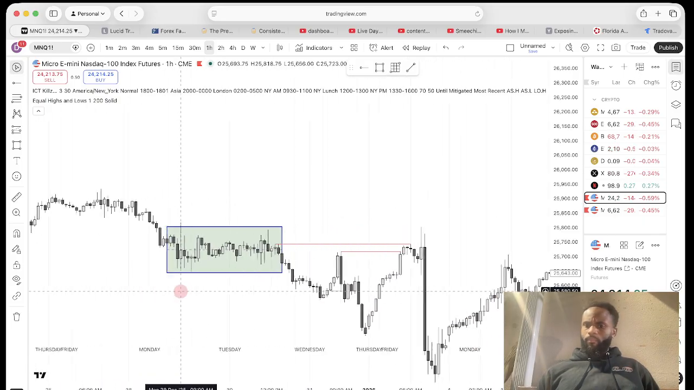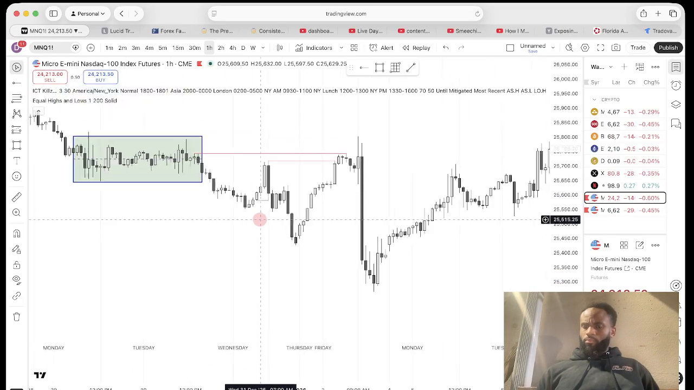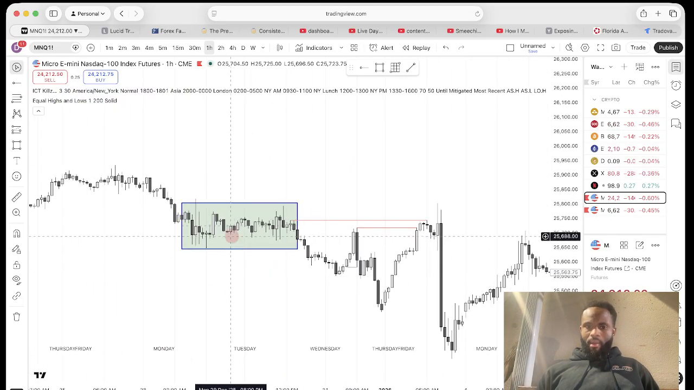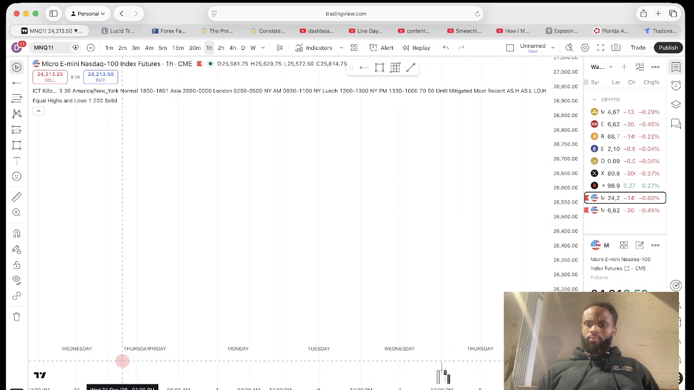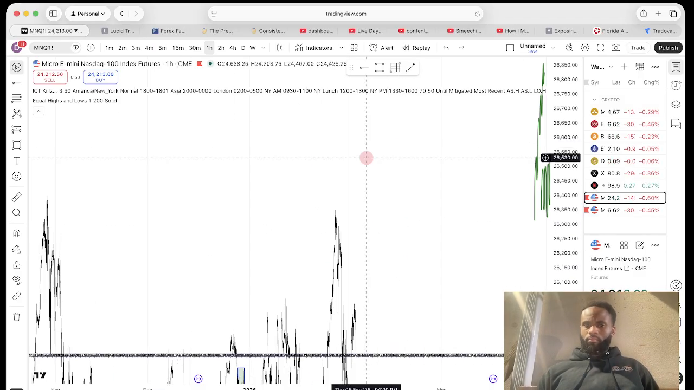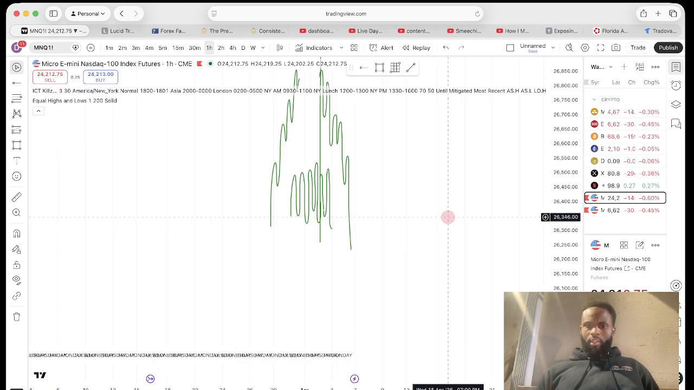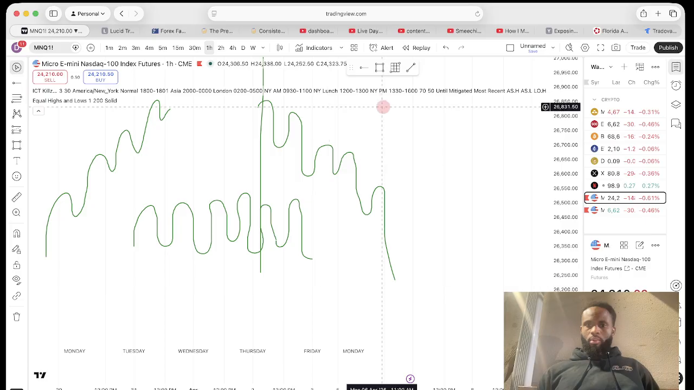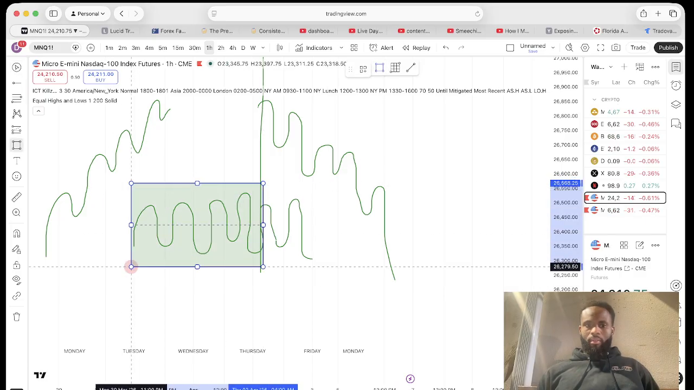All right? So that's pretty much what it is. We're not necessarily making a higher high or a higher low. We're not making a lower low or a lower high. We're just literally going sideways. That's literally what that is. Consolidation. We're literally going sideways.